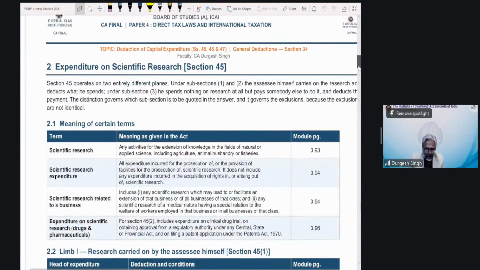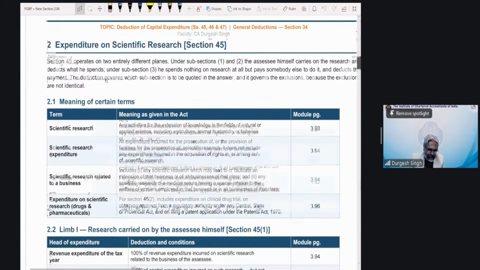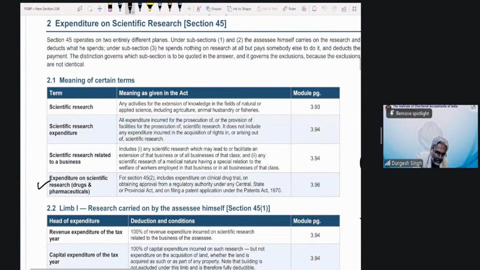Now, students, over here, just have a look at this last particular item. This particular part: expenditure on scientific research, drugs and pharmaceutical. So here, section 45.2. Somebody will say, sir, what is this 45.1 and 45.2? You have parked them together? Yes, I have parked them together. 45.2 includes expenditure on clinical drug trial and on obtaining approval from the regulatory authority. For the sake of reading, students, it is fine. It is given in the module on page 3.96, and I just thought to tell you, one single reading is fine.